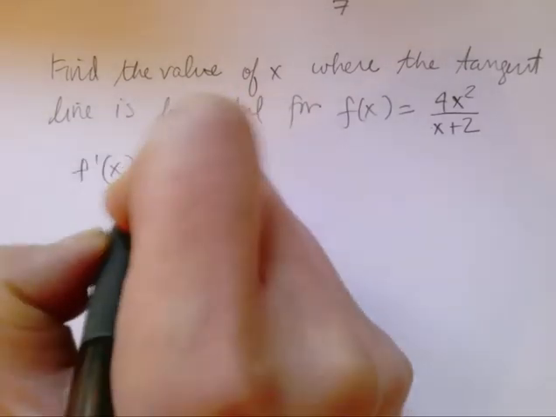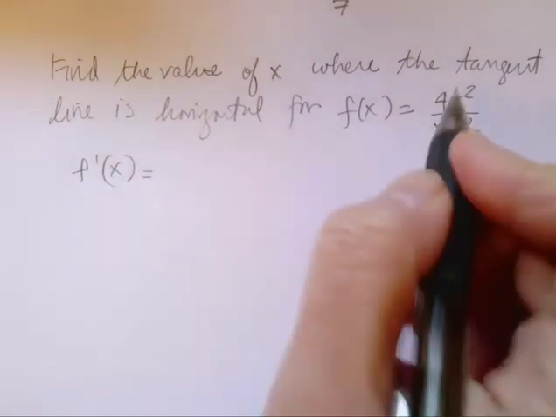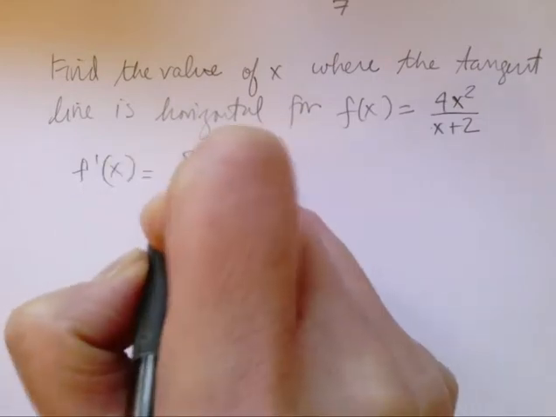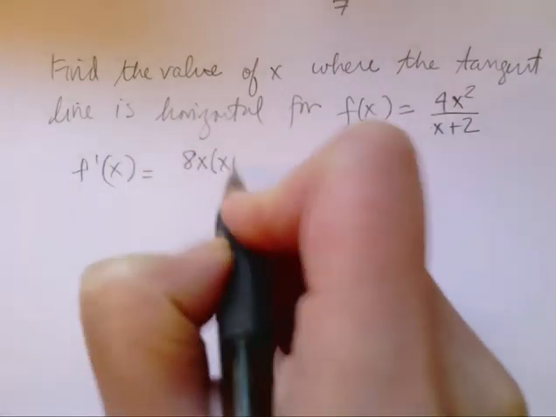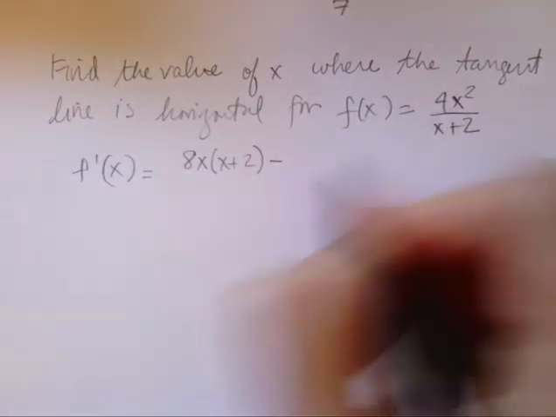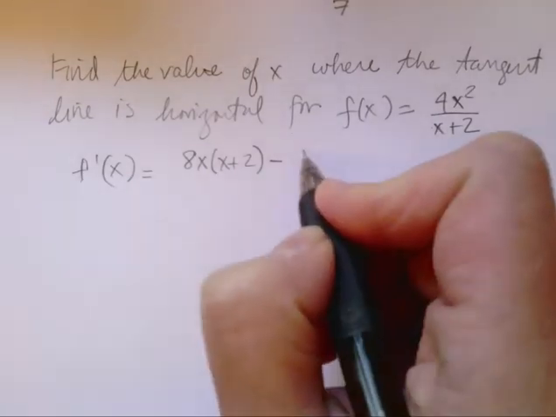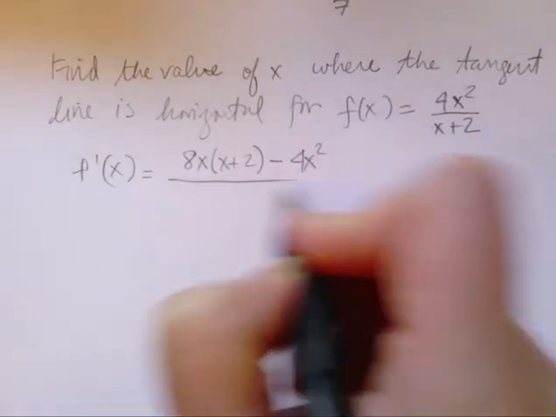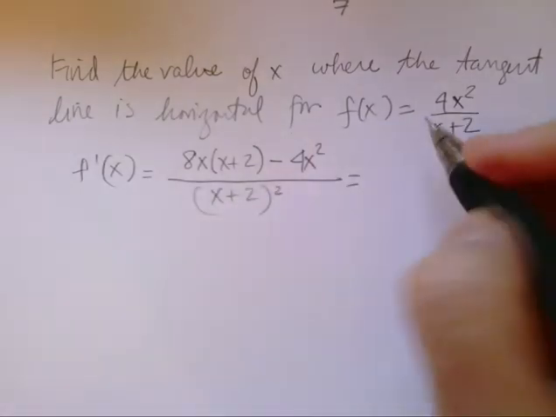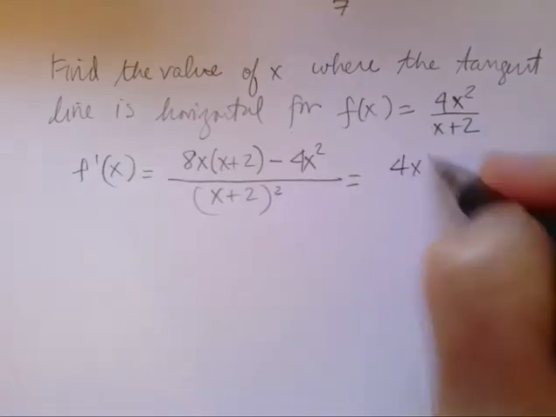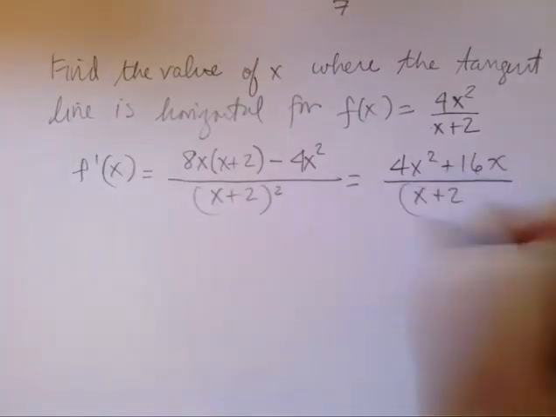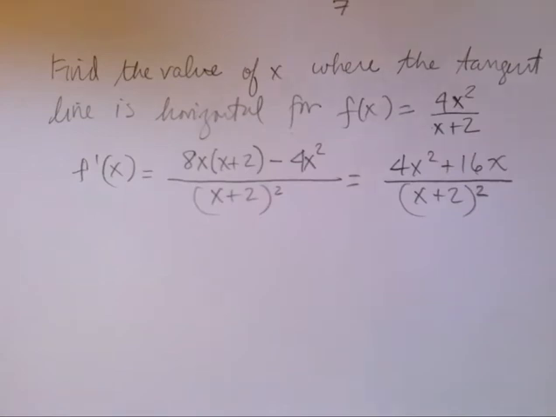f prime of x equals the derivative of 4x squared, that's 8x, times x plus 2, minus 4x squared times the derivative of the denominator, which is just 1, so you have 4x squared, over the denominator squared. That'll give us 4x squared plus 16x over x plus 2 squared, once you simplify that algebraically.